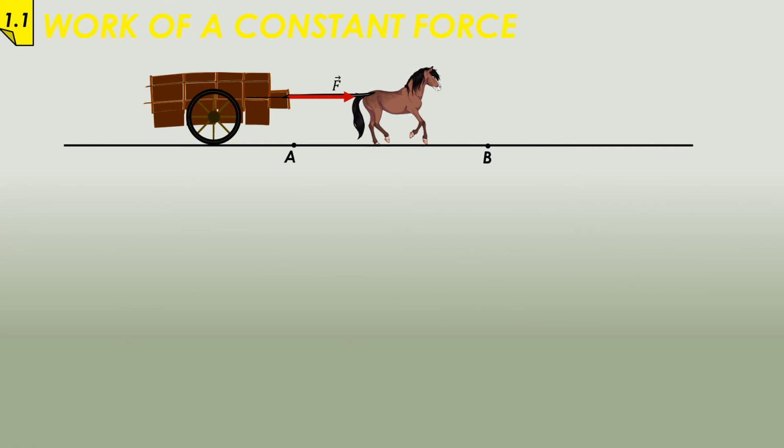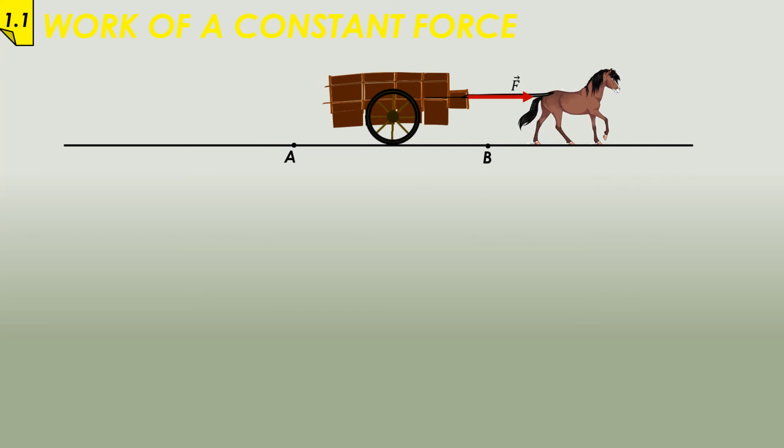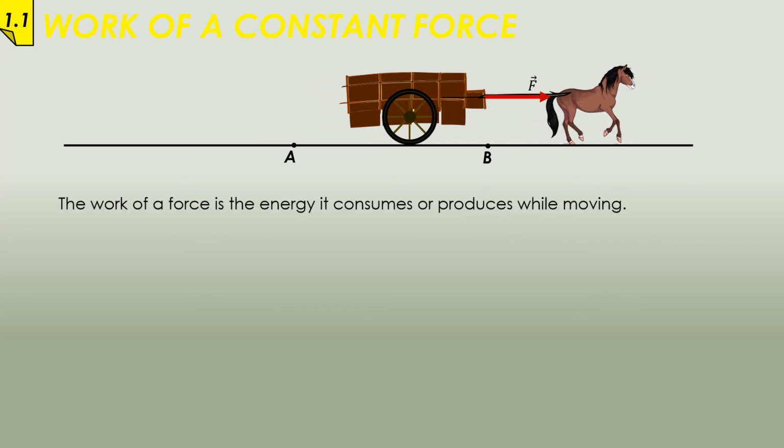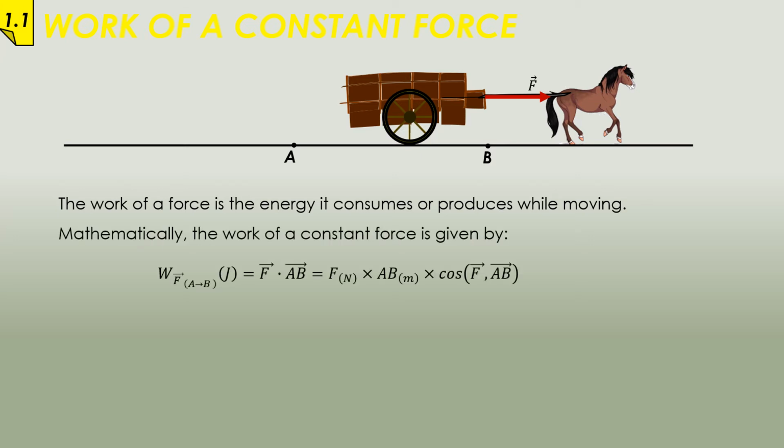So work of a constant force, if you just observe this figure here, is the energy it consumes or produces while moving from one point to another. Mathematically speaking, the work of a constant force is given by the equation work of F equals F dot AB, scalar product. If you remember scalar product from mathematics, it's fine. If you don't, it's simply F times AB times cosine the angle between F and AB.